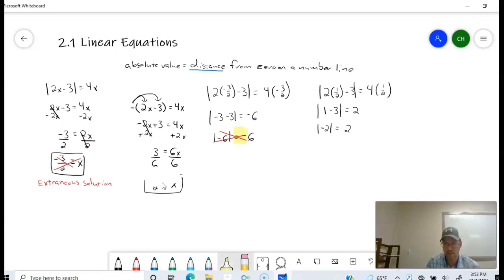I meant to highlight and I erased instead. We have one solution on this one, and it is x equals 1/2. The other is an extraneous solution.